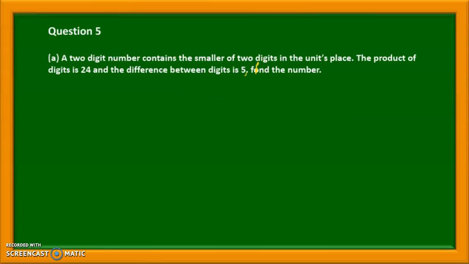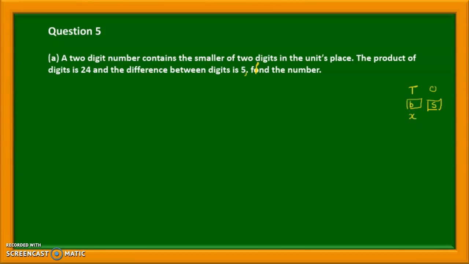The first one is question 5, option A. A 2-digit number contains the smaller of the digits in the unit place. So for a 2-digit number, there should be a 1's place digit and a 10's place digit. It's given that the smaller should be at the unit place, so this is the smaller one. Now the bigger should be here.